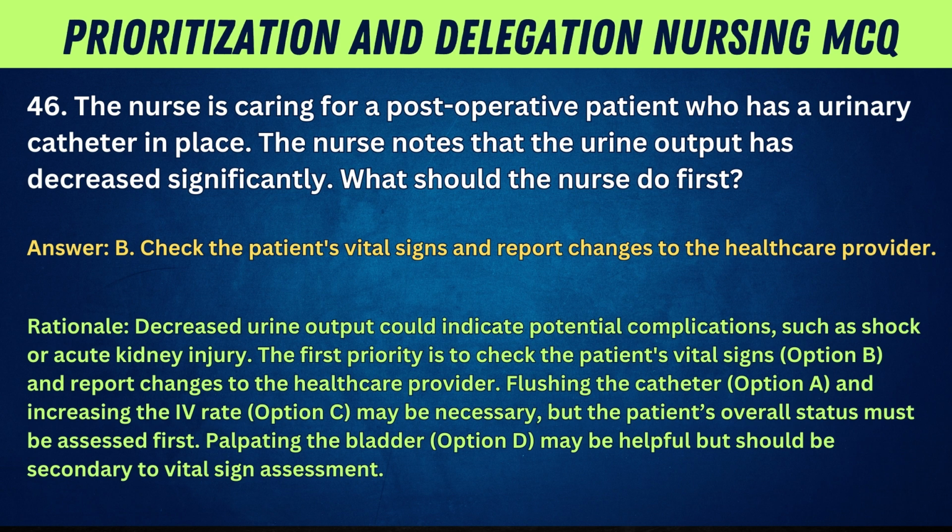Rationale: Decreased urine output could indicate potential complications, such as shock or acute kidney injury. The first priority is to check the patient's vital signs, option B, and report changes to the healthcare provider.